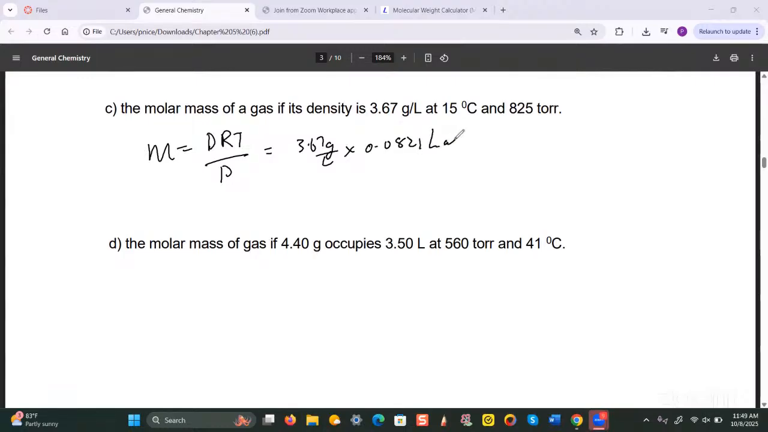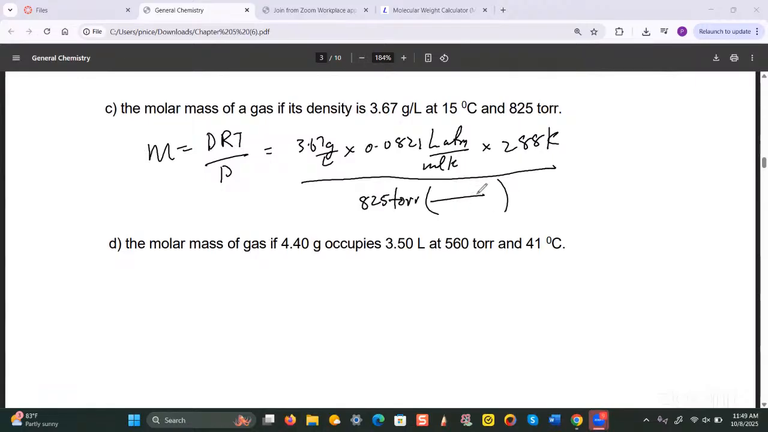The density is given: 3.67 grams per liter, multiplied by R, which is 0.0821 liters atmospheres over mole Kelvin, times the temperature, which is 288 Kelvin. Then we divide all of that by the pressure, which is 825 torr. But again, we have to convert the torr value to atmospheres, so we multiply by 1 atmosphere over 760 torr. The torr, atmosphere, Kelvin, and liter units all cancel out, so you're left with grams per mole in your final answer.